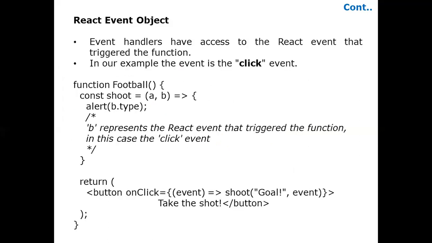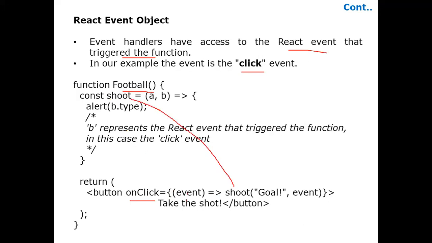Okay. The next topic here is React event objects. A React event object tells which event you have triggered, whether onClick, onChange, or onSubmit. Event handlers have access to the React event that triggers the function. In our example, we are taking a click event. This is the function, and we are calling football as the name of the function. Once you click, the event triggers the event handler. The name of the event handler is shoot.